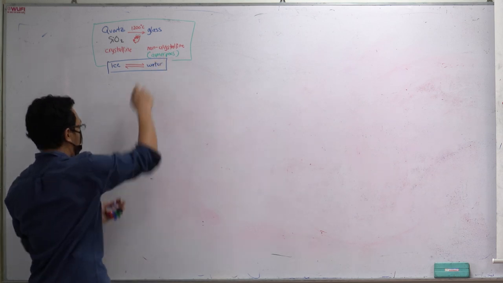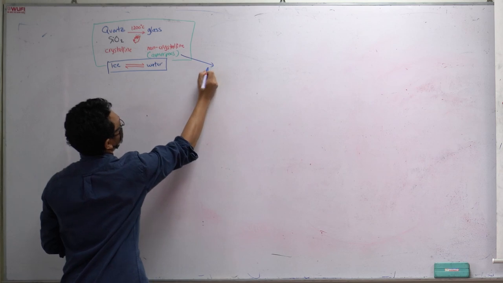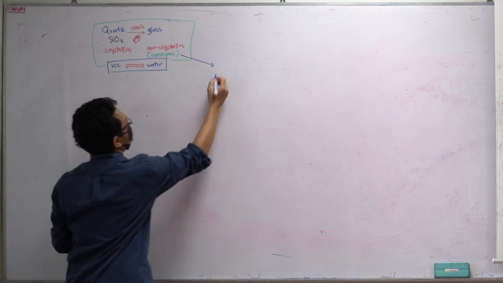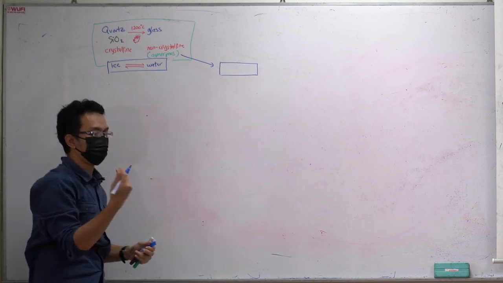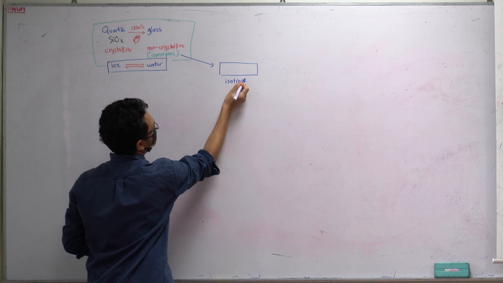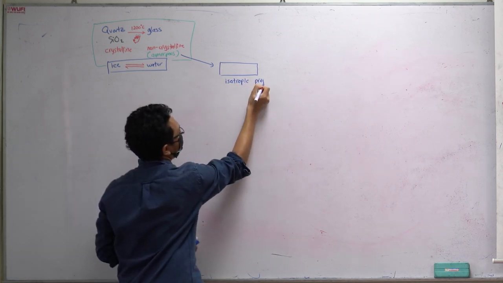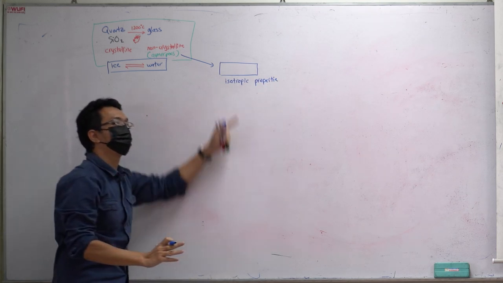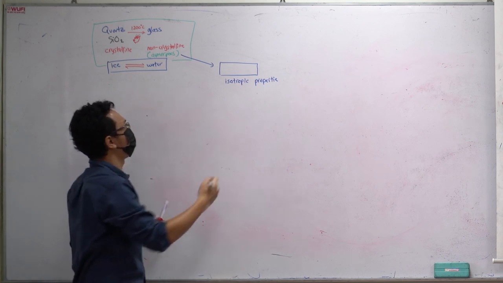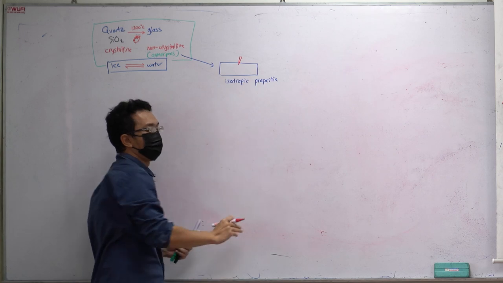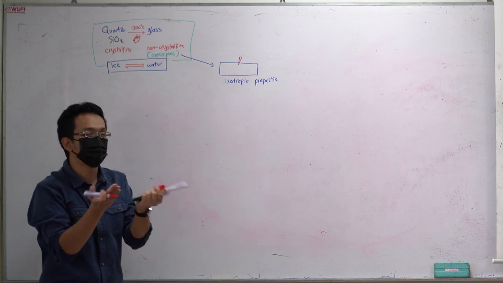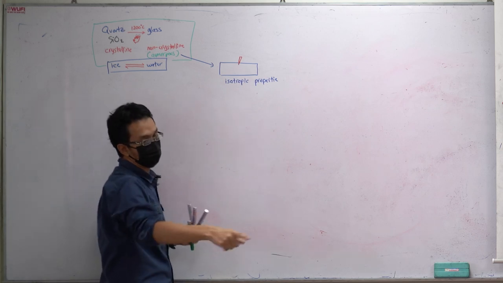Because of this amorphous structure of the molecules inside the glass, let's say I have the normal glass slide. It has what we call isotropic properties, meaning that it has the same properties throughout the glass itself. If you try to break this, with a knife or whatever, it doesn't have a preferred fracture point.